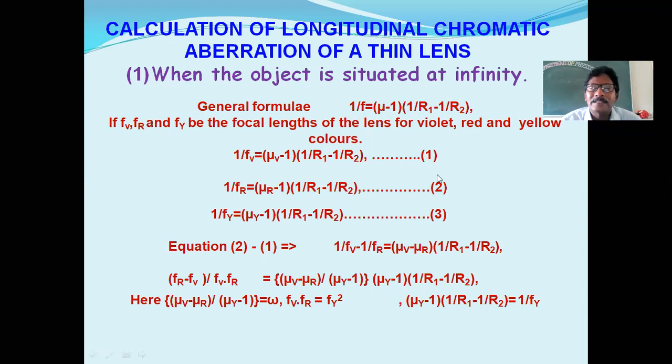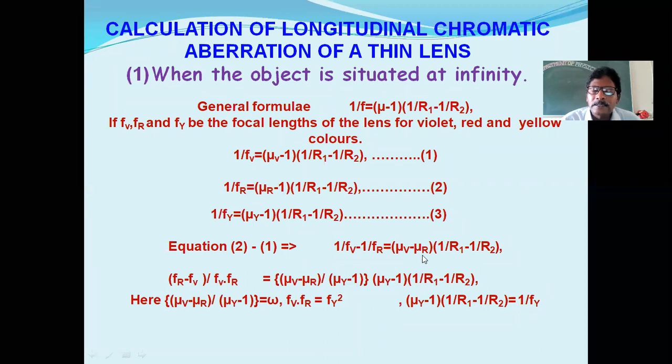So let us subtract equation 2 from equation 1. We get 1 by Fv minus 1 by Fr is equal to (mu v minus mu r) into (1 by r1 minus 1 by r2), because (1 by r1 minus 1 by r2) is common. See here, we take the LCM for 1 by Fv and 1 by Fr. Then we get (Fr minus Fv) by FvFr.